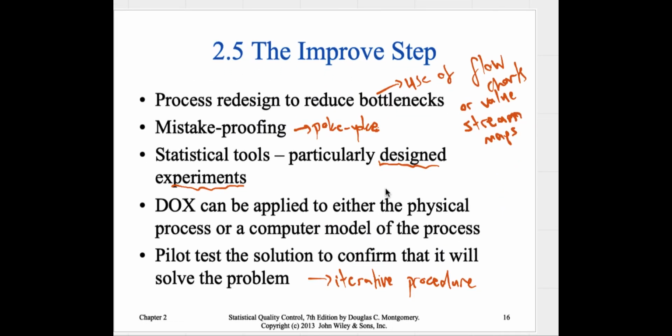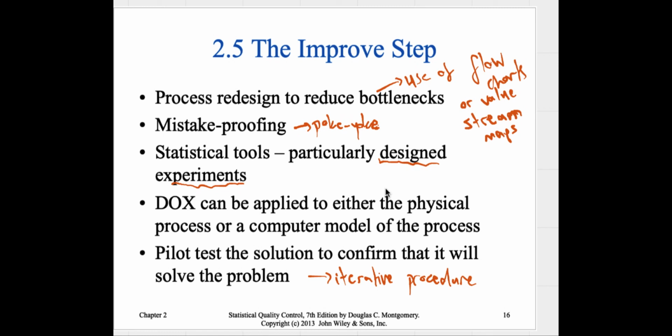In improve step, we are redesigning the processes so we can improve the quality of those processes. We are reducing bottlenecks like in lean systems. Also, we are using statistical tools here, like design of experiments, because if you remember, in design of experiments, we were designing the products or processes, and this was the most substantial variability reduction technique also. And here in the improve step, we are making a pilot test. Then after confirmation and validation, we can step into the control step.